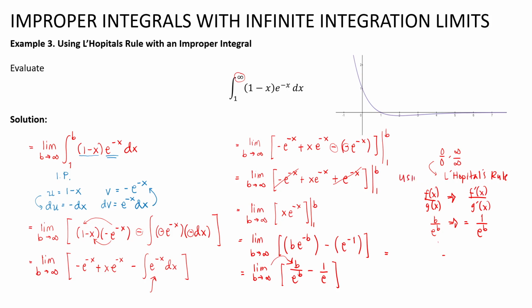Using L'Hopital's rule, we now have a new format: the limit as b approaches infinity of 1 over e to the power of b, minus 1 over e. So 1 divided by infinity, if you divide 1 by a very large number, it will give you a very, very small number, 0.000001, or most likely this will be equal to 0. That's why the answer is negative 1 over e.